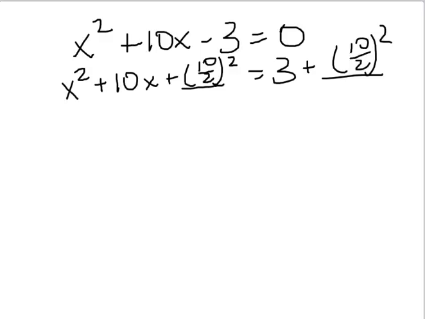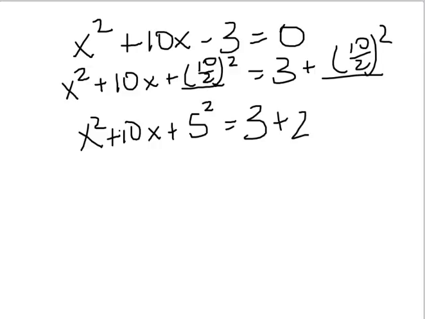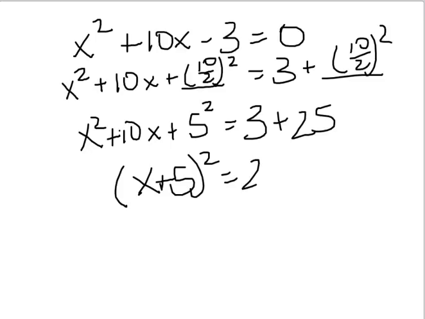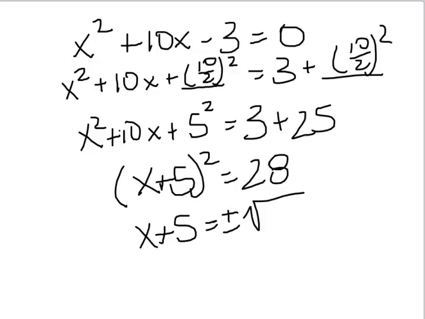So I get x squared plus 10x plus 5 squared, which equals 25, equals 3 plus 25. 3 plus 25 is 28. So I get x plus 5 squared equals 28. So then I get x plus 5 equals plus or minus radical 28.